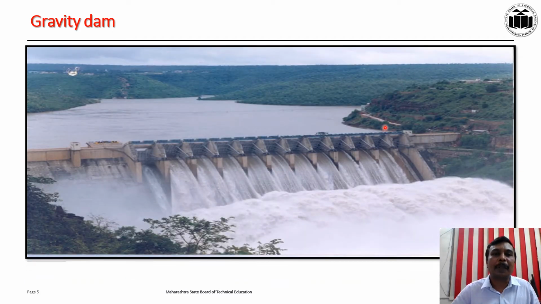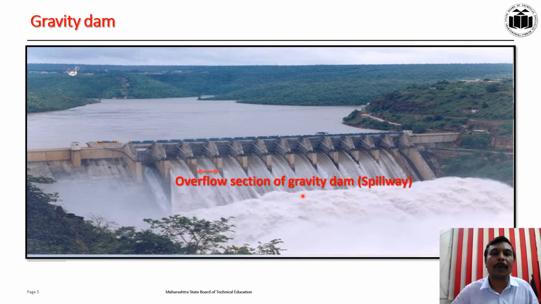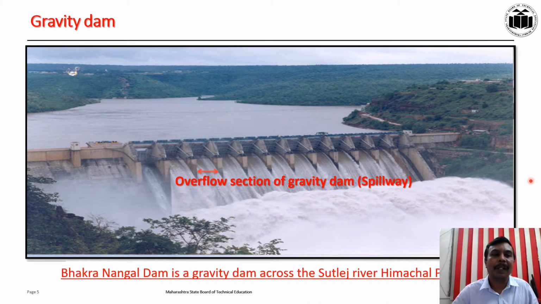See, this is the typical section of the gravity dam, where you are finding the overflow section of the gravity dam, which is also called a spillway. This is the picture of Bhakra Nangal Dam, which is constructed across the Satluj River in Himachal Pradesh, and it is one of the very important and tallest gravity dams in India.